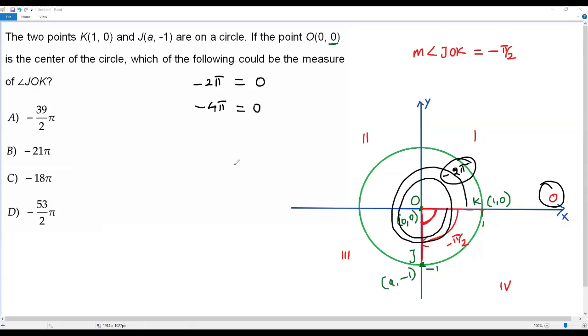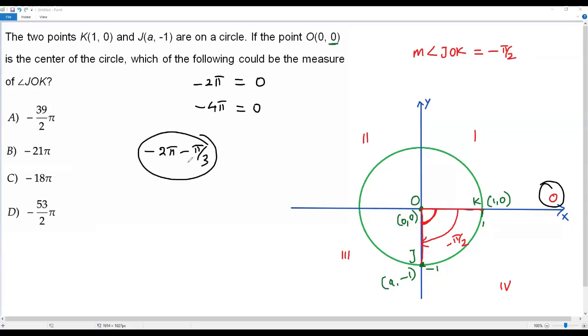So when you have a full rotation angle measure, instead of that, we can consider the position where we have. So for example, let's consider negative 2 pi, negative pi over 3. Okay, now let's find the position of this angle measure.